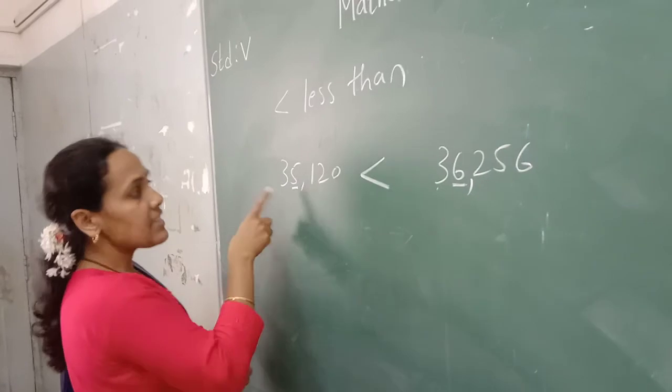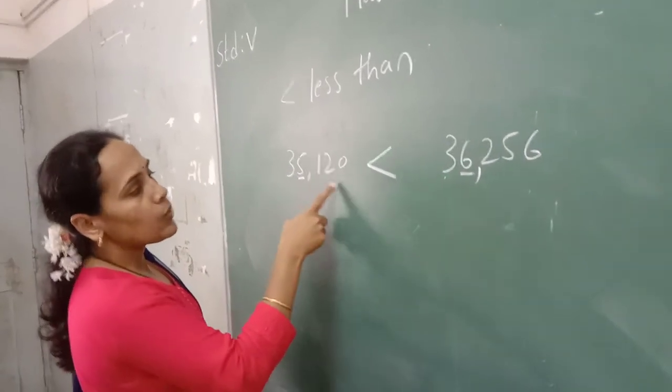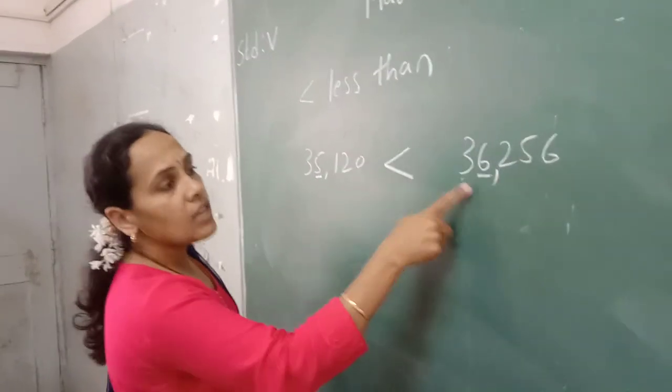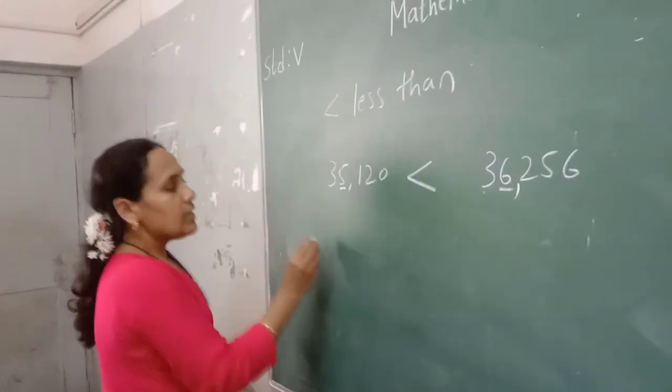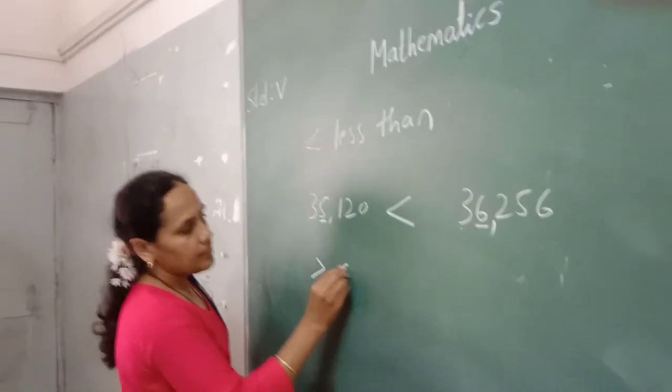So this is read as 35,120 is less than 36,256. Now greater than.